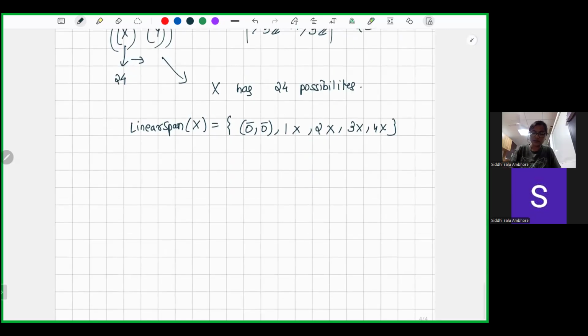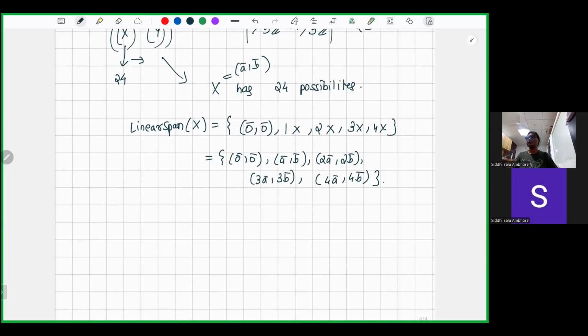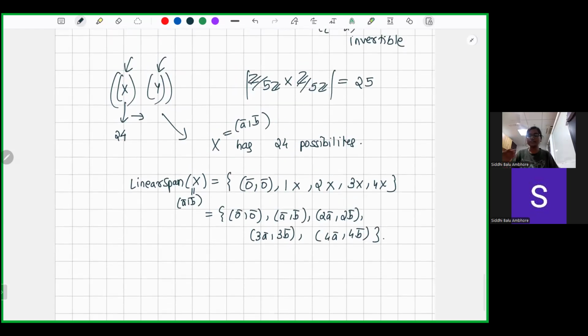When I write this, what I mean is this x will be some a bar comma b bar. So this is actually 0 bar comma 0 bar, a bar comma b bar, 2a bar comma 2b bar, 3a bar comma 3b bar, and 4a bar comma 4b bar. These will be the only possibilities in the linear span of this element x, which is a bar comma b bar. So how many possibilities do I have for the elements which are not in the linear span of this first element x?